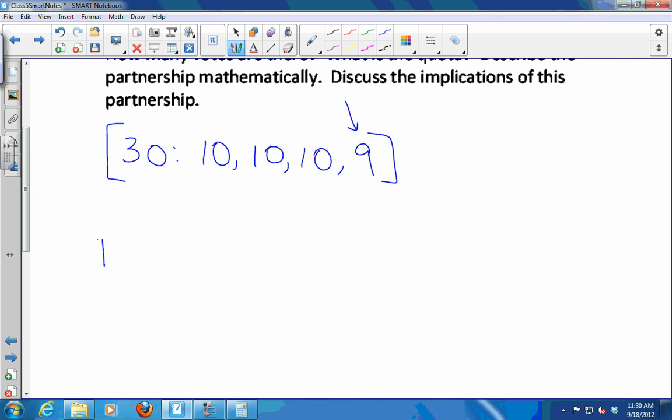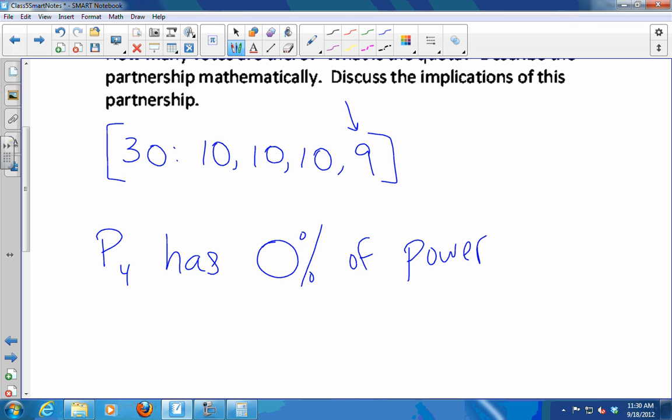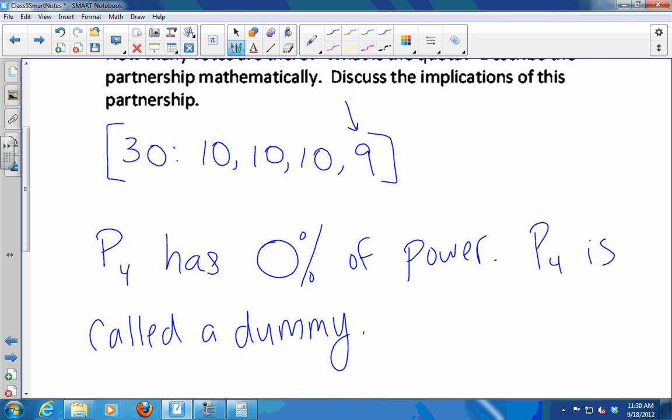So player 4 has 0% of the power. We call player 4 a dummy. Just a placeholder. They don't have any say. Right. An investor with no decision-making power.